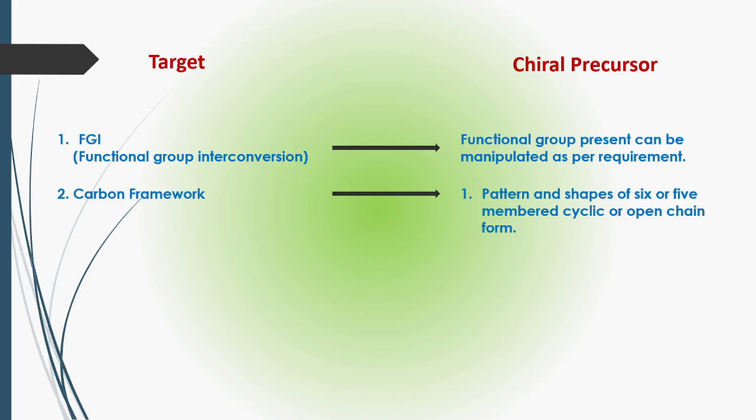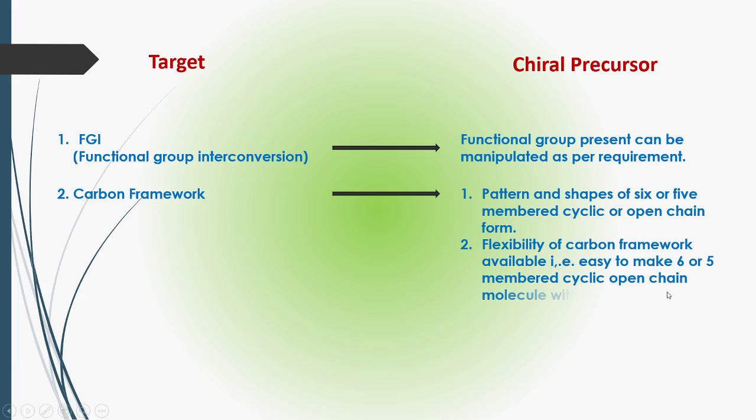It may be cyclic or an open chain form. The number of carbons may be variable. This is called the carbon framework. Then there is the flexibility of the carbon framework available, that is, it is easy to make a 6- or 5-membered cyclic or open chain molecule with the number of carbon atoms as per requirement.